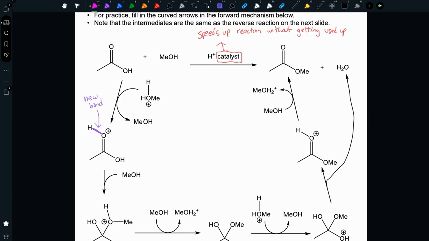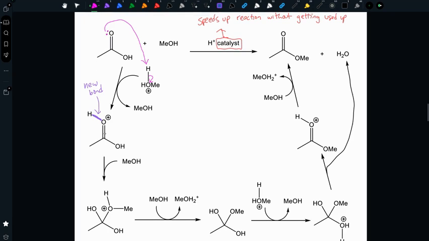I ask myself, who has the electrons to form that new bond? Who's going to share electrons to make the bond? That's going to be the oxygen. Hydrogen doesn't have any electrons of its own, so it needs to be the oxygen that has a lone pair, and it's going to share that lone pair with this hydrogen. That's going to break that hydrogen-oxygen bond, and that's going to give me what I would call a protonated carboxylic acid, because I've added a proton to it.